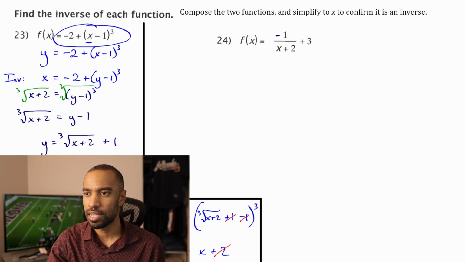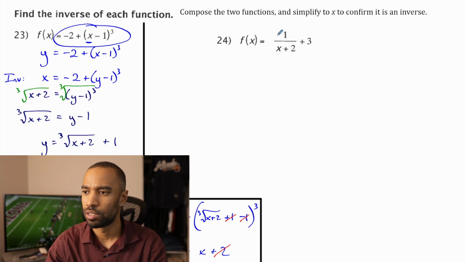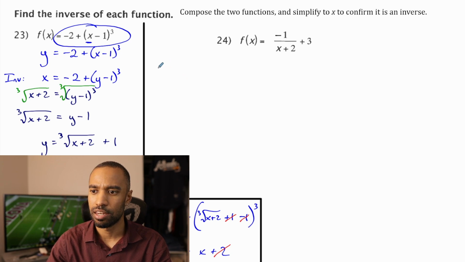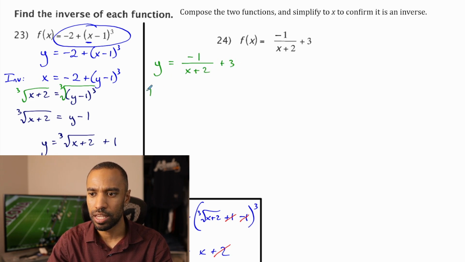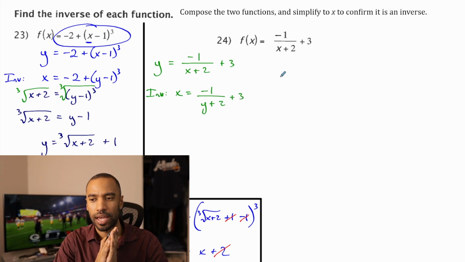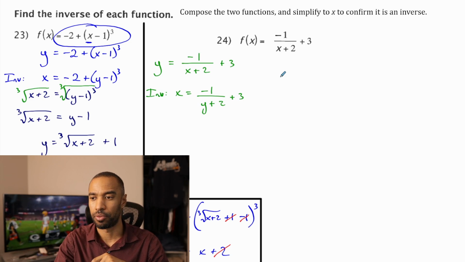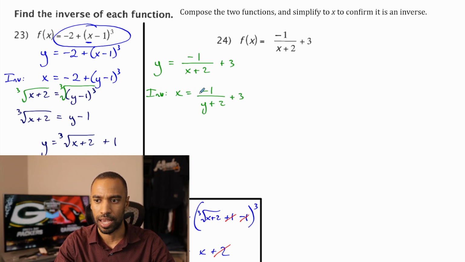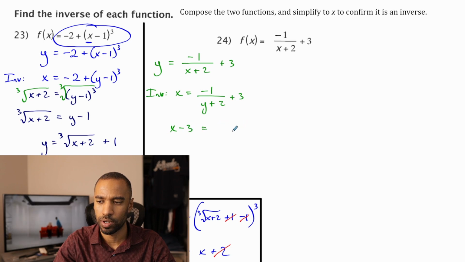All right, let's start by taking its inverse here. First let's change the f of x to a y to make it a little nicer looking for us. And now let's do the inverse. Let's swap the x and y, and then we'll go ahead and solve for y after. Now, in order to do this, we've got to get y by itself and in the numerator. We've got to first subtract 3 from both sides, and then deal with that fraction the way we do. x minus 3 equals negative 1 over y plus 2.